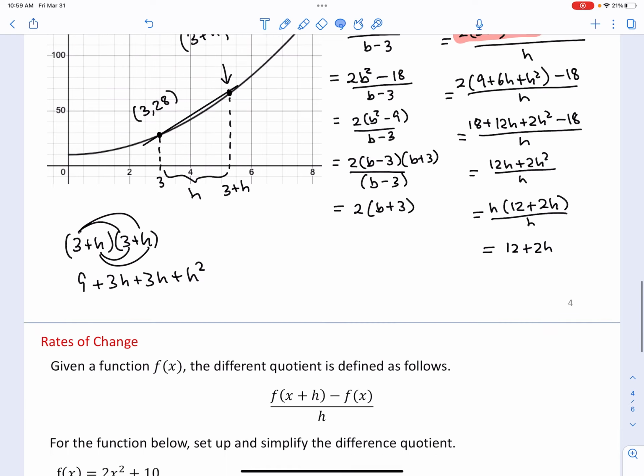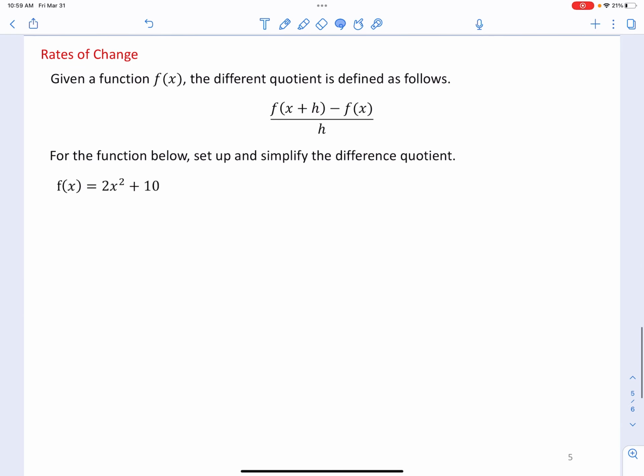Okay, let's go to the next page. Given a function f of x, the difference quotient is defined as follows. f of x plus h minus f of x all over h. Now what this is doing, but in more general terms, let's say that we have some sort of a function, f of x. We're going to pick 2 different x coordinates.